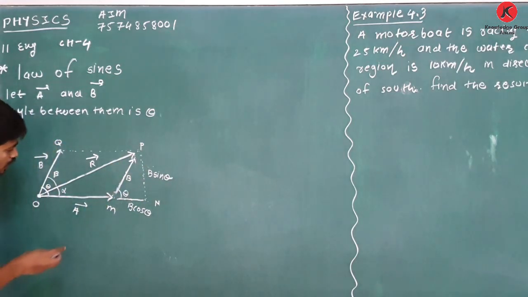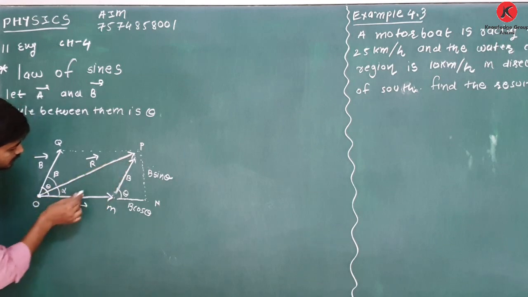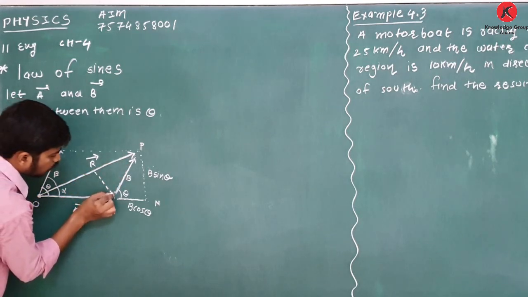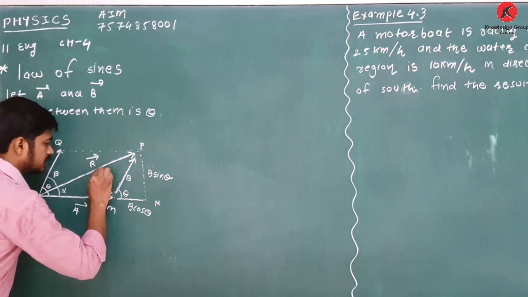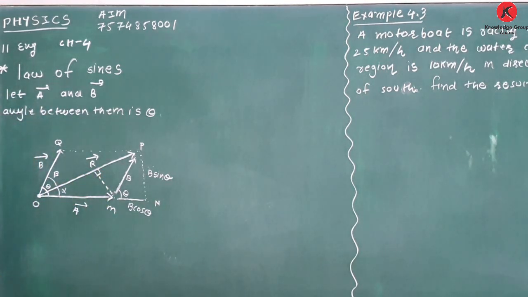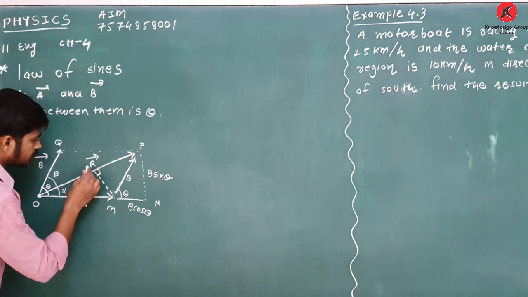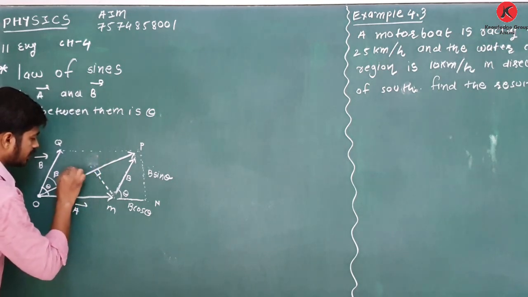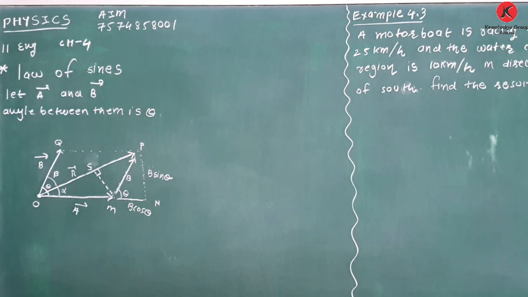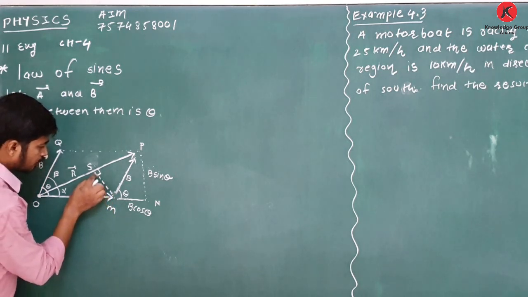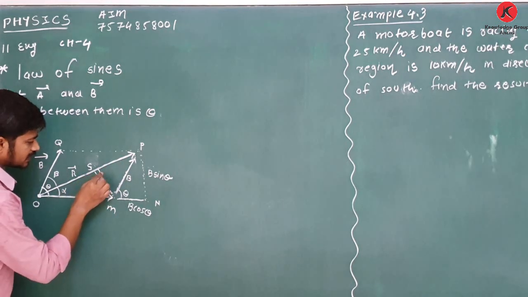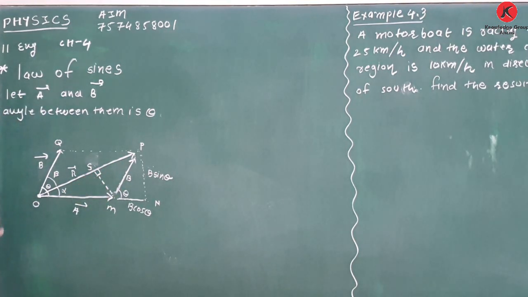Let from this point on the resultant vector, I draw one perpendicular, which means this angle becomes 90 degrees. Let this point be S. Do you understand the figure? From this point, we draw a normal on this resultant vector, so it is angle 90. Clear about this?